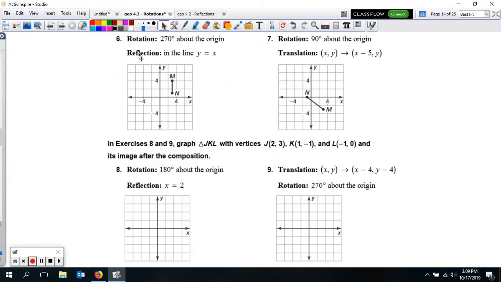Go back there to see what to do to your ordered pairs for each transformation, and then also put them on the graph. So do that for number 6 and number 7. Pause the video while you're working on that, and then you can go ahead and play it and check to see if you're correct.